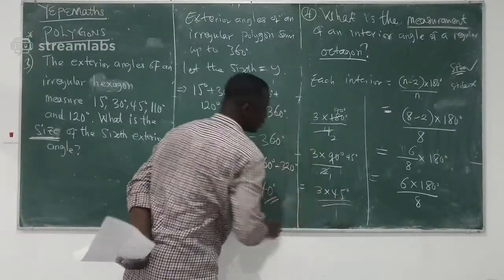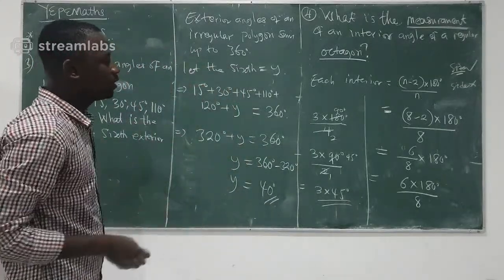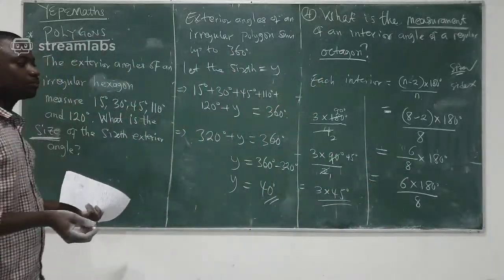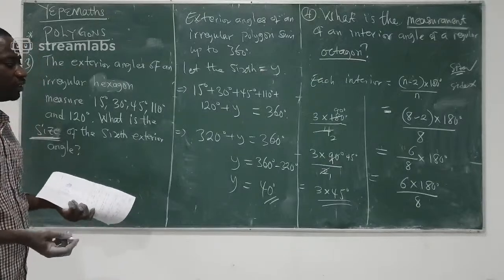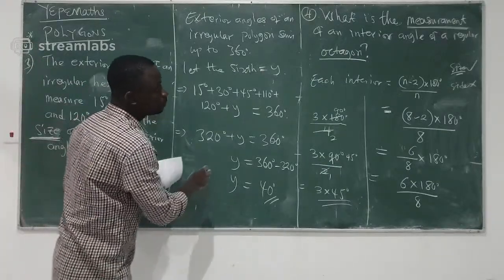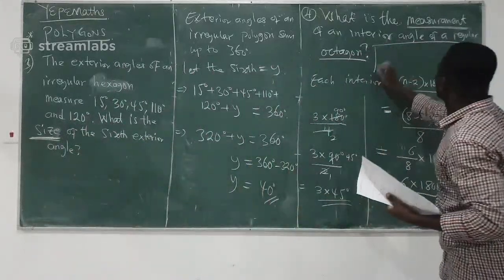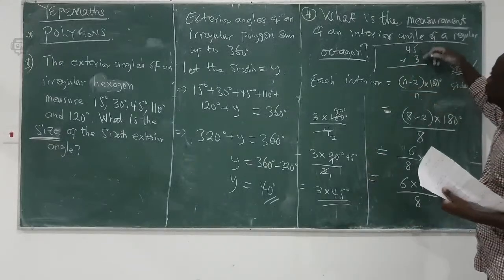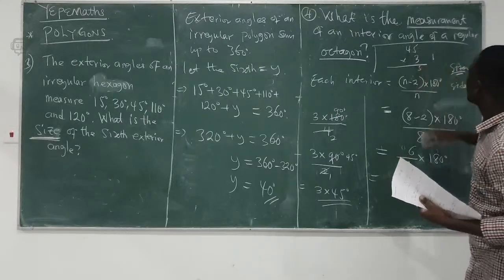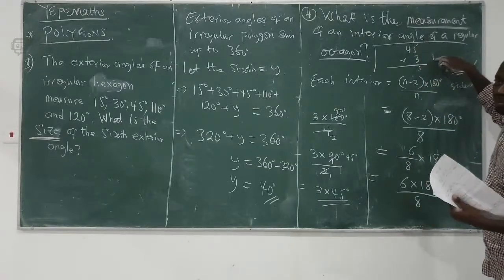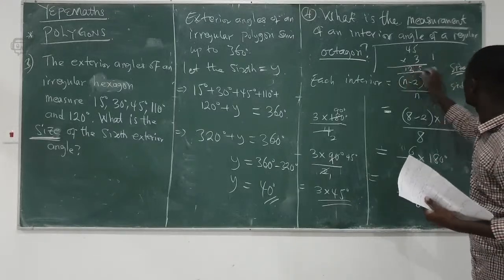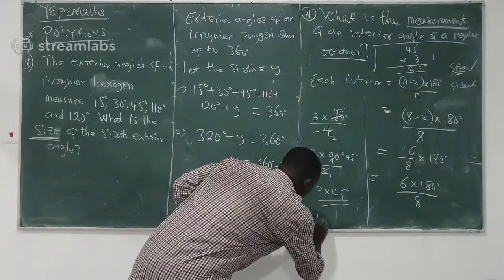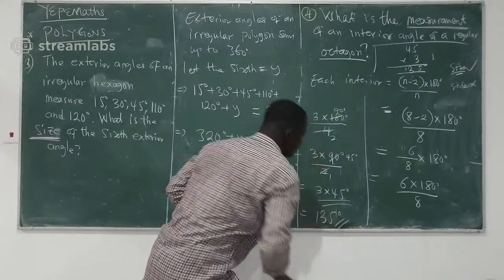And now it becomes more simplified than when we were here. So 45 times 3 will give you what? 5 times 3 is 15, write 5 and carry 1. Then 4 times 3 is 12 plus 1, which is 13. So your final answer here for each interior angle is equal to 135 degrees.